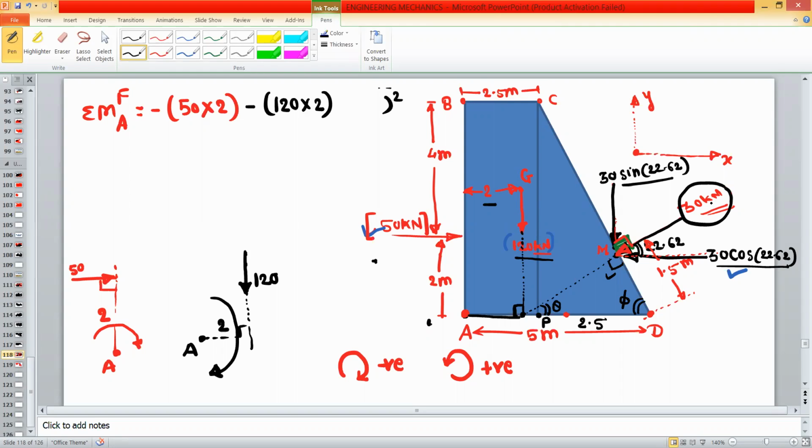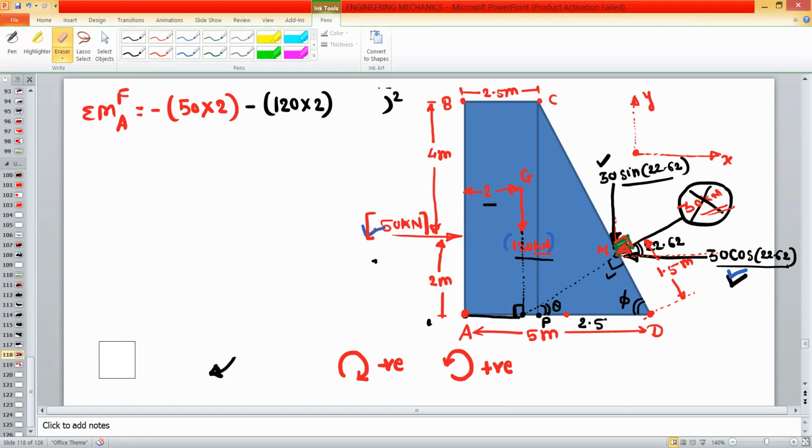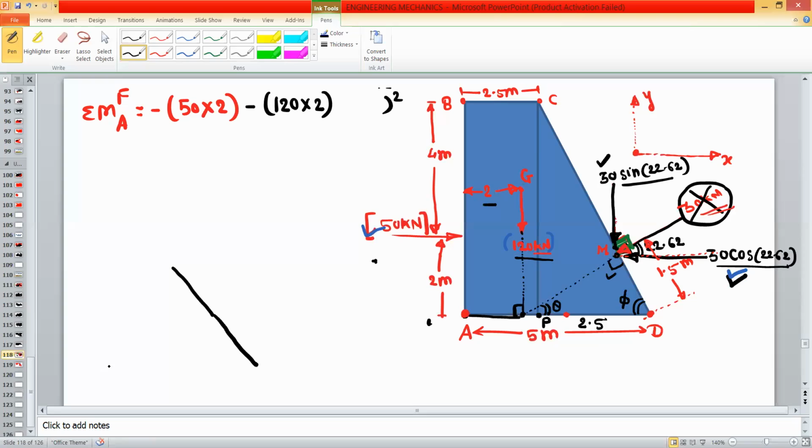So we have resolved this 30 kilonewton into X component and Y component. Okay. So do not consider this 30 kilonewton. Now just concentrate on these components, X component and the Y component. Okay. So just consider the X component. So for the X component, what will be the perpendicular distance? So I will draw this figure separately. So this is the inclined surface, that is the downstream side. This is the base AD. So this is point D. This is A. This is the vertical wall.